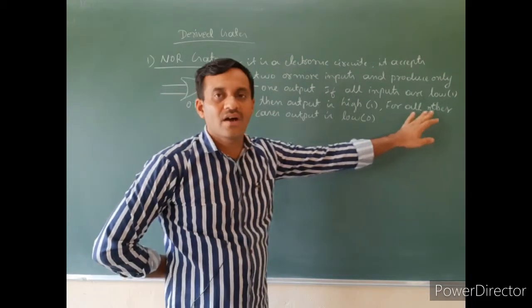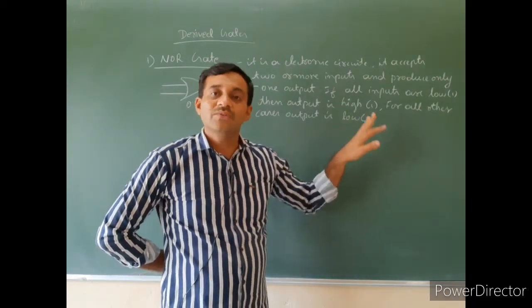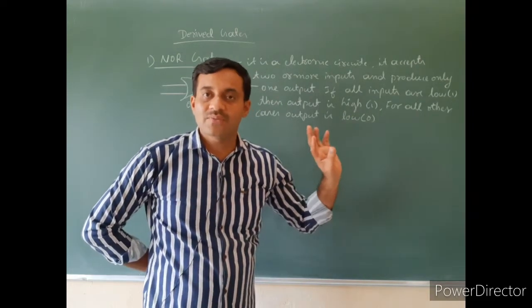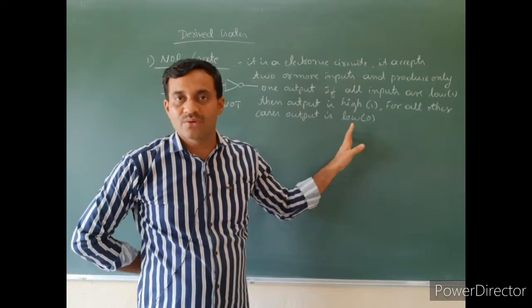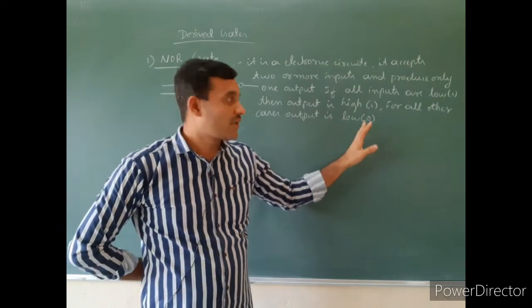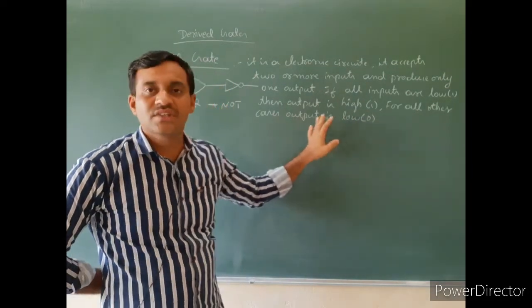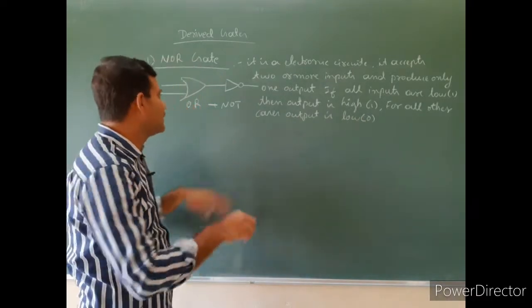Say, what is the meaning of for all other cases? If any one of the inputs is high, then also the output is 0. For all other cases, the output is 0. So, let us see the logic symbol.